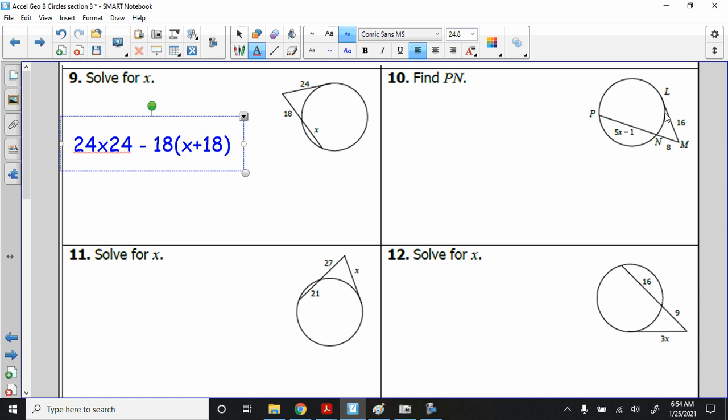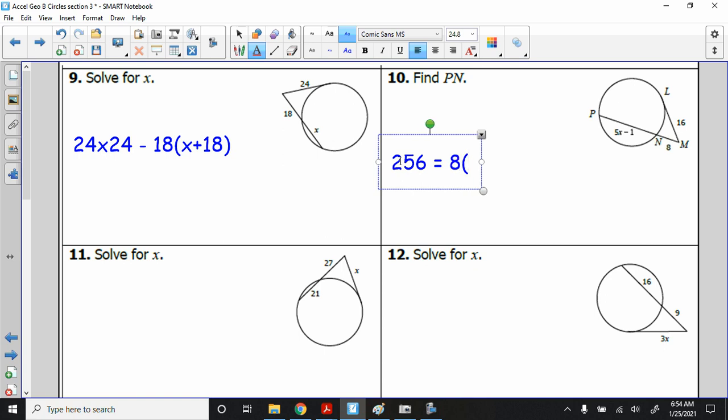Okay, on this one, I'll do 16 squared. I'll go ahead and write that as 256. Let me do that in my calculator and make sure I'm not having any brain farts this morning. Yep, 256 equals 8 times 5x minus 1 plus 8, which would be 5x plus 7. So there's your equation for that one.